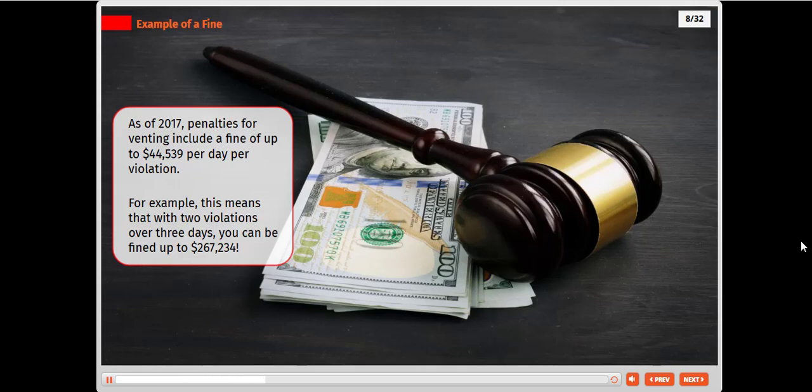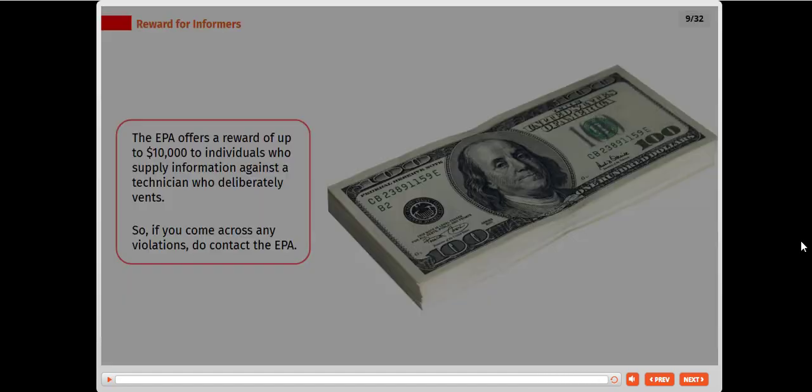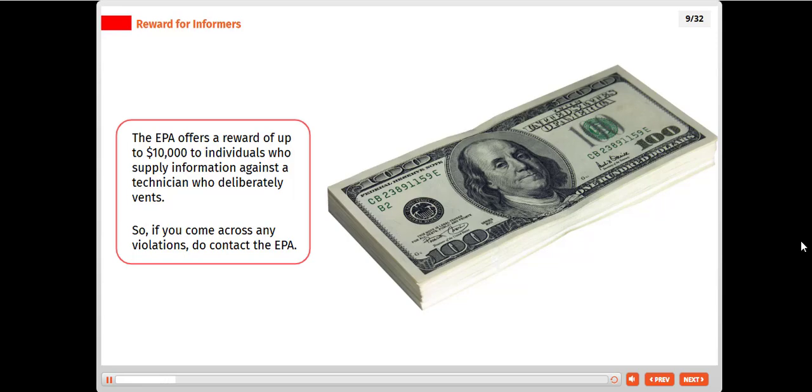For example, this means that with 2 violations over 3 days, you can be fined up to $267,234. The EPA offers a reward of up to $10,000 to individuals who supply information against a technician who deliberately vents. So, if you come across any violations, do contact the EPA.